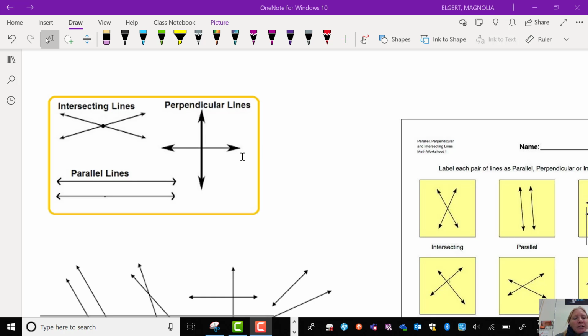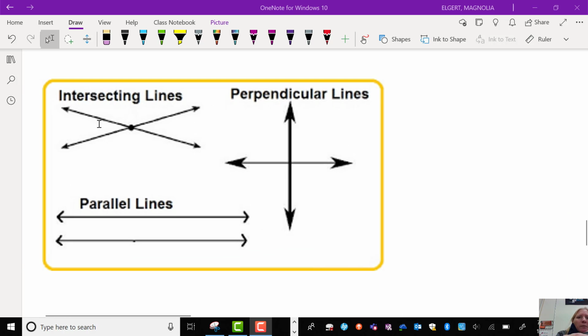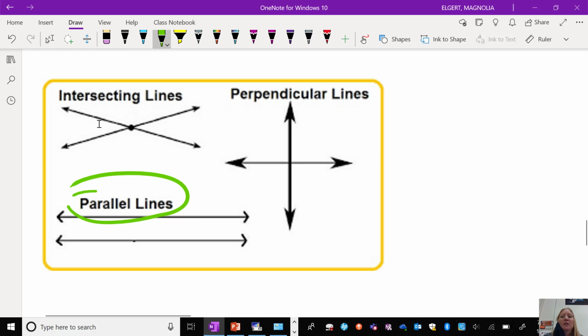So in this lesson, we're going to look at intersecting lines, parallel lines, and perpendicular lines. Here's what we have. Parallel means that the lines never touch. Perpendicular is special. That means they cross at 90 degrees, at a right angle.